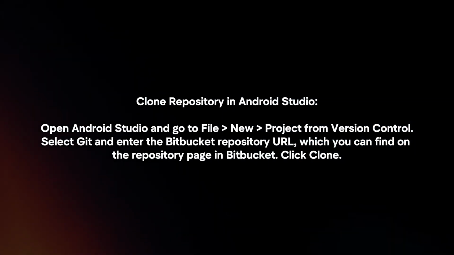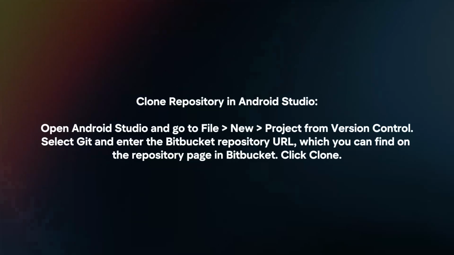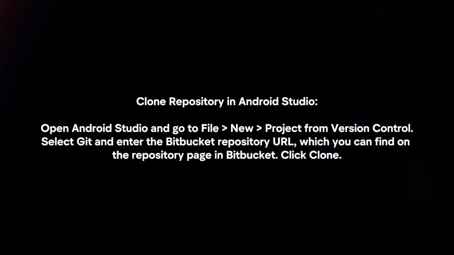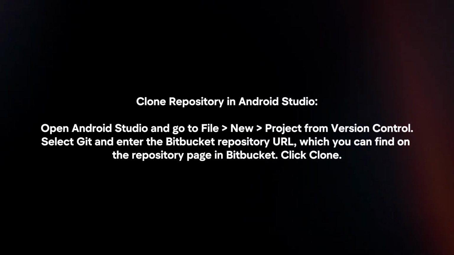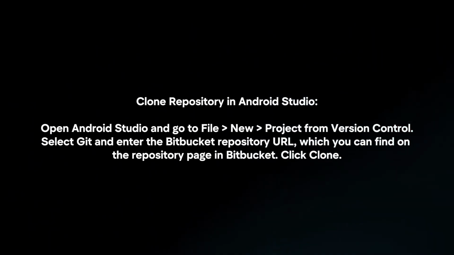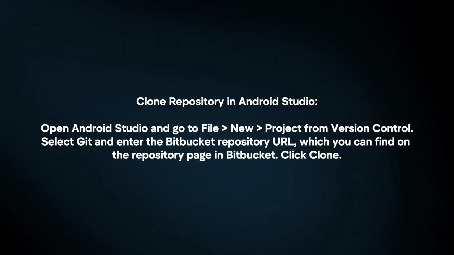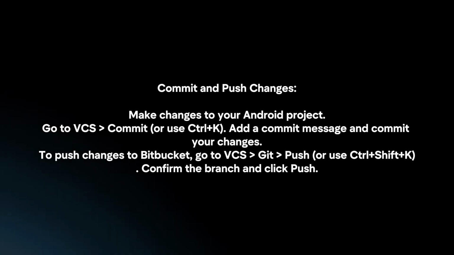Clone repository in Android Studio. Open Android Studio and go to File, New, Project from Version Control. Select Git and enter the Bitbucket repository URL, which you can find on the repository page in Bitbucket. Click Clone.